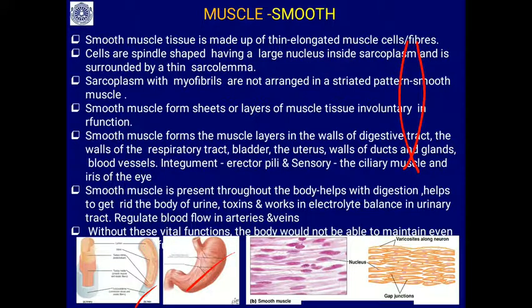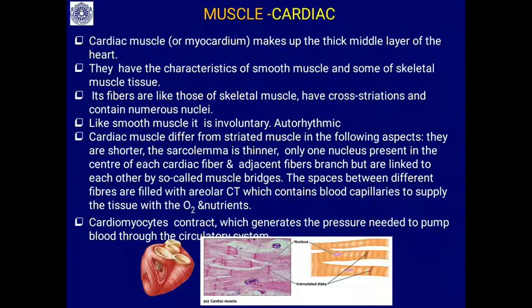as you see in the case of striated muscles or skeletal muscles. The smooth muscles form the muscle layers of the walls of the digestive tract, walls of the respiratory tract, bladder, uterus, and walls of the glands. So smooth muscles are present throughout the body, help in digestion and getting rid of urine toxins. They maintain the electrolyte balance in the urinary tract, and regulate the blood flow and blood pressure in the arteries and the veins. Without these vital functions, the body would not be able to maintain itself. So this is the importance of the smooth muscles.